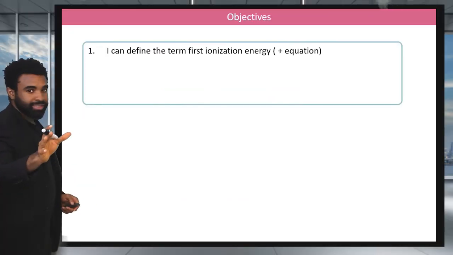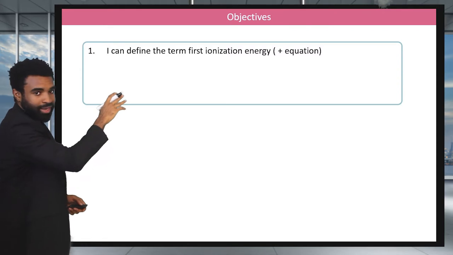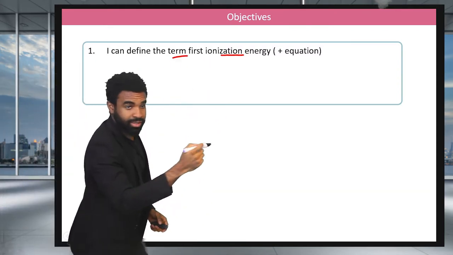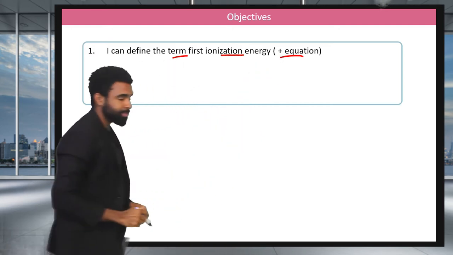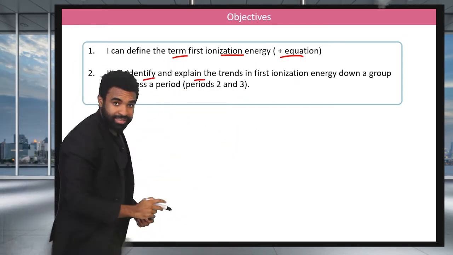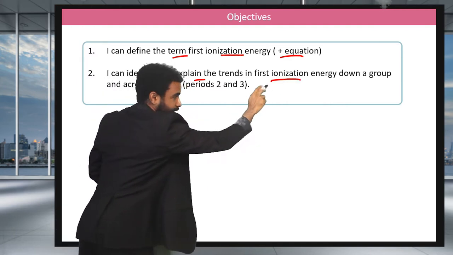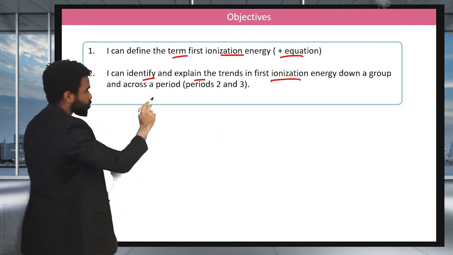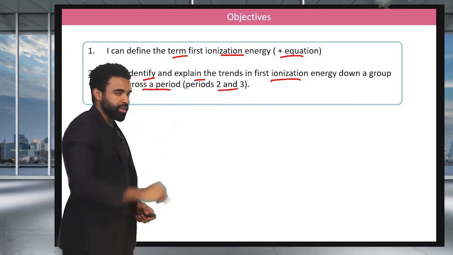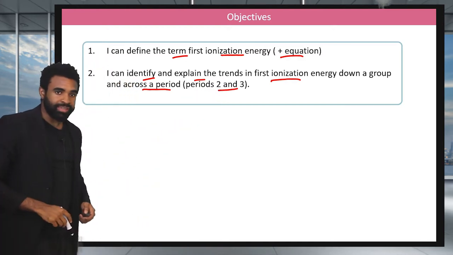Our formal objectives are the following. We'd like to be able to define the term first ionization energy and also give the equation for it. Secondly, we'd like to be able to identify and explain the trends in first ionization energy down a group and also across a period, specifically just periods 2 and 3, because after that it gets quite difficult.